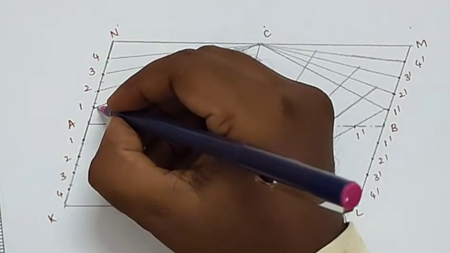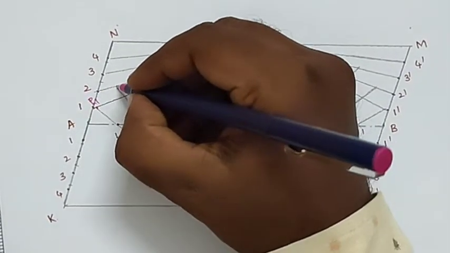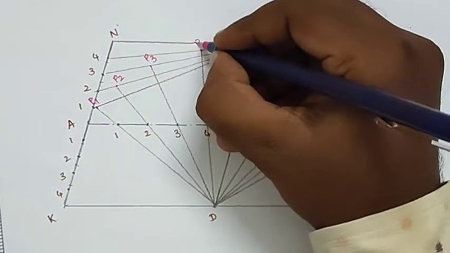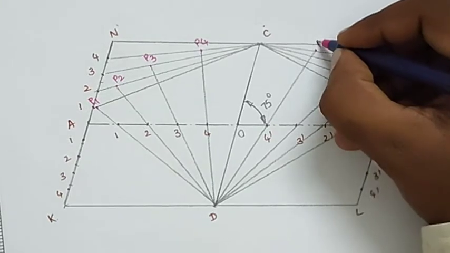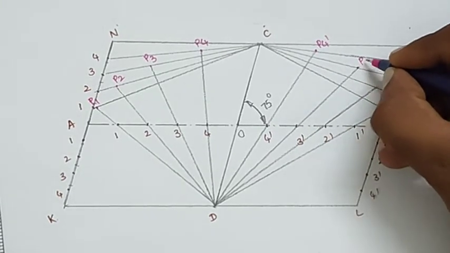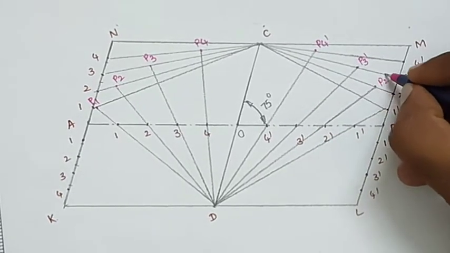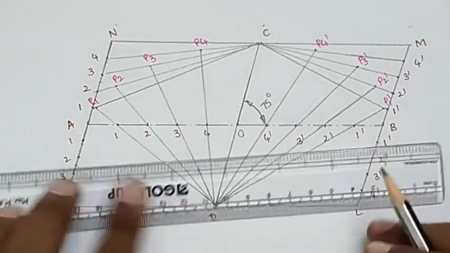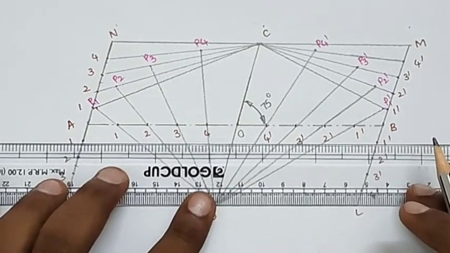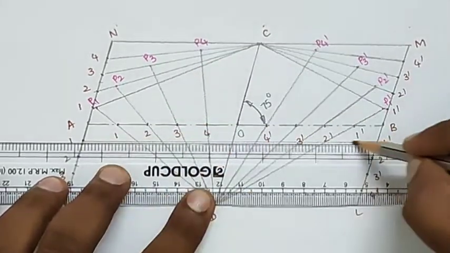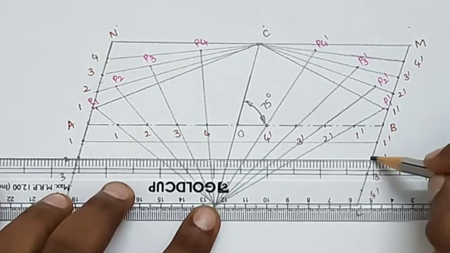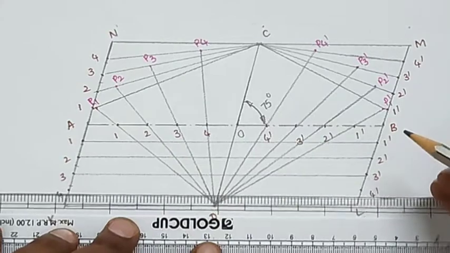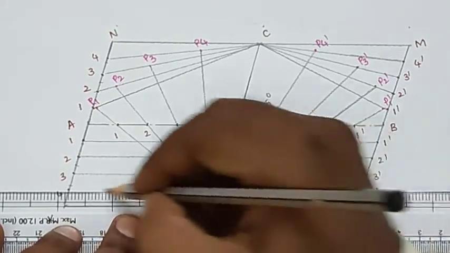I am selecting here this one as P1, this is P2, this is P3 point, and here we'll get the point P4. Here P4 dash, P3 dash, P2 dash and P1 dash, like that. Now in the downward direction also join 1 to 1 dash. You can follow the same procedure as in the case of the rectangle method. Joining 3 to 3 dash, joining 4 to 4 dash.